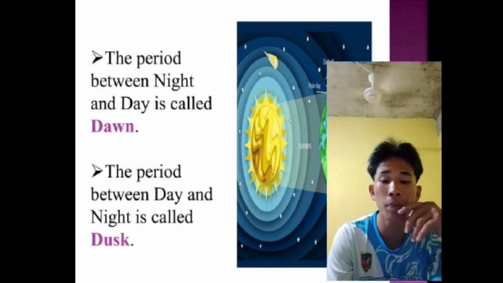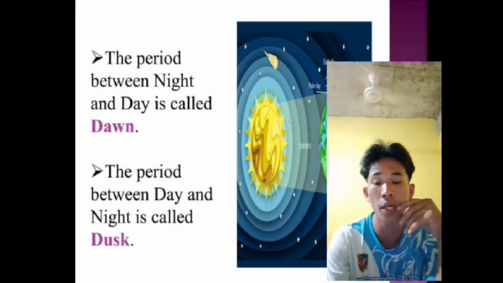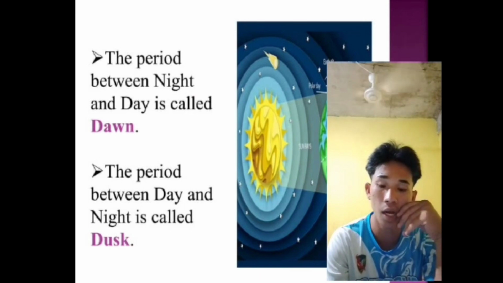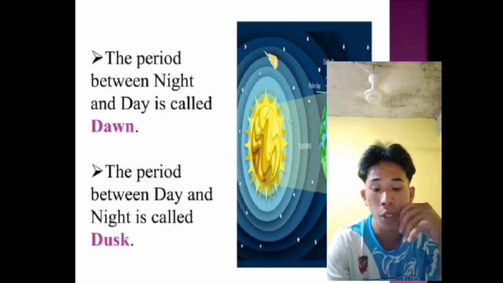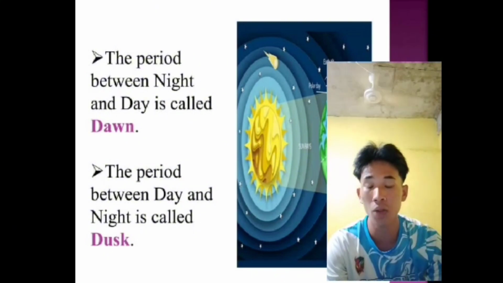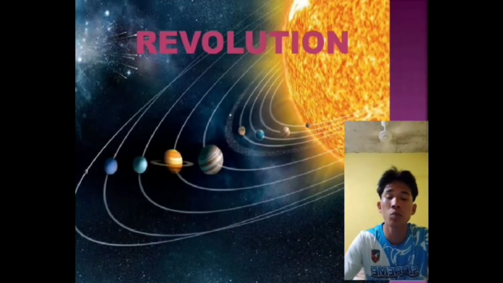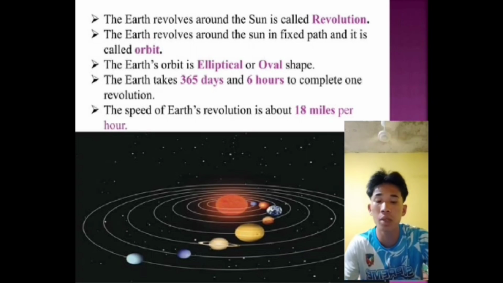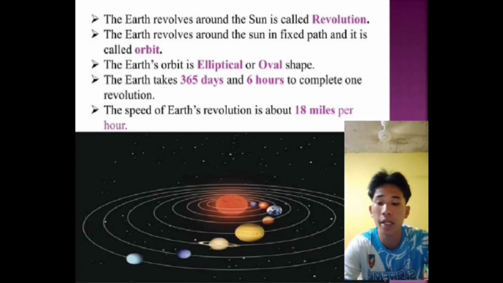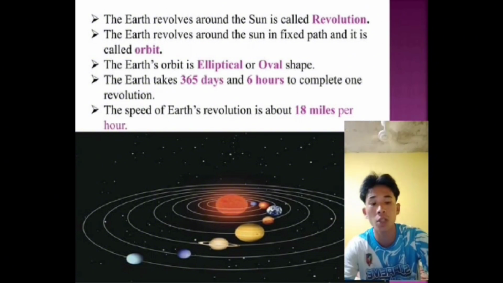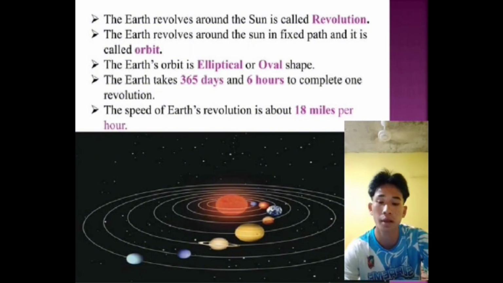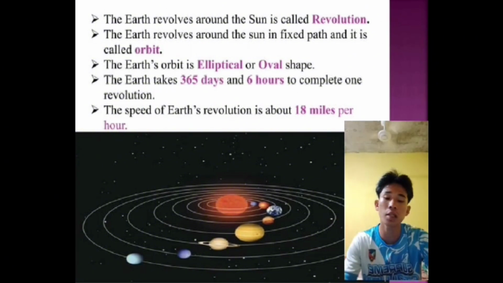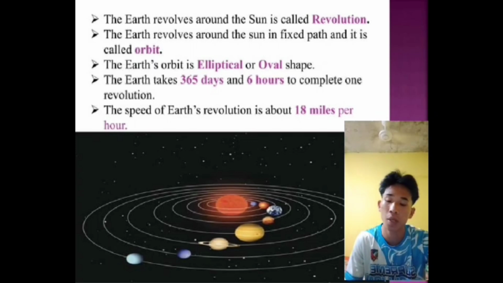The period between night and day is called dawn, and the period between day and night is called dusk. The second Earth movement is revolution. The Earth revolves around the Sun on a fixed path, and this is called revolution. The path is called an orbit. The Earth's orbit is elliptical or oval in shape.